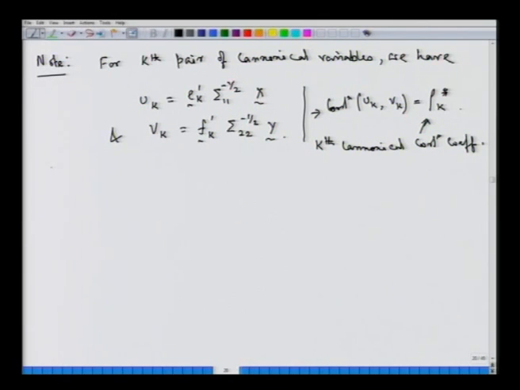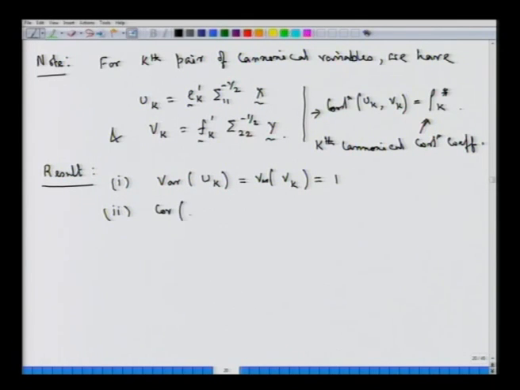Now, let us look at the following result, which is going to summarize the variance covariance structure among these canonical variables. I will just list 4 of those results, which are enough to capture the entire variance covariance structure of these canonical variables. As we have seen, it is trivial that the variance of U_k is equal to the variance of any V_k, and this is going to be equal to 1.